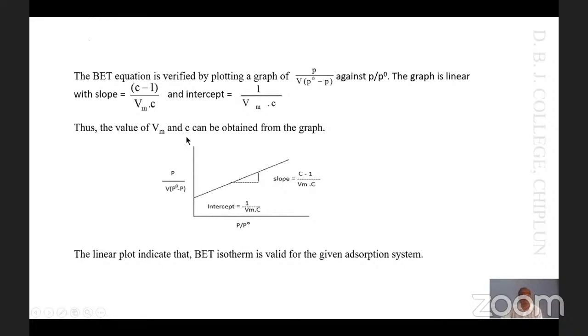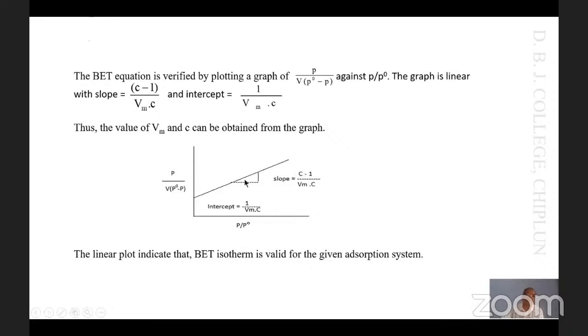To plot this graph experimentally, we need to obtain the values of this ratio P upon V(P0 minus P) at different values of pressure P upon P0. And after that, we need to plot this graph. The linear plot indicates that the BET isotherm is valid for the given adsorption system.